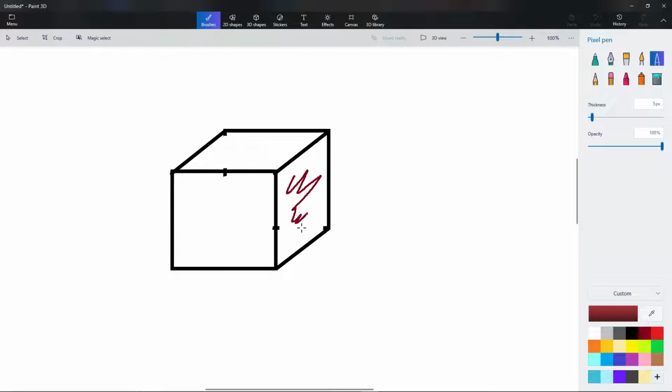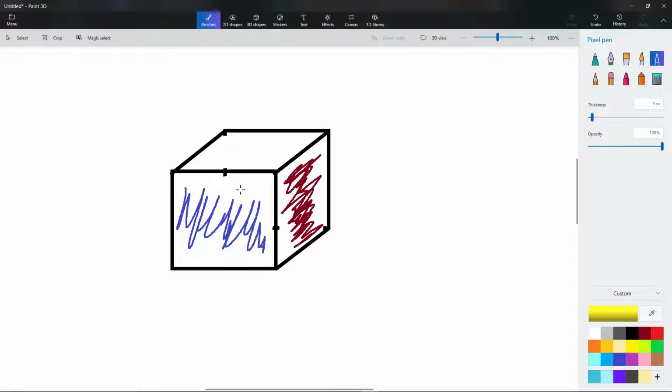Where these sides represent depth. This side represents, oh, let's not use that color. That color is funny. Let's use blue. This color represents length. And this color right here represents height.